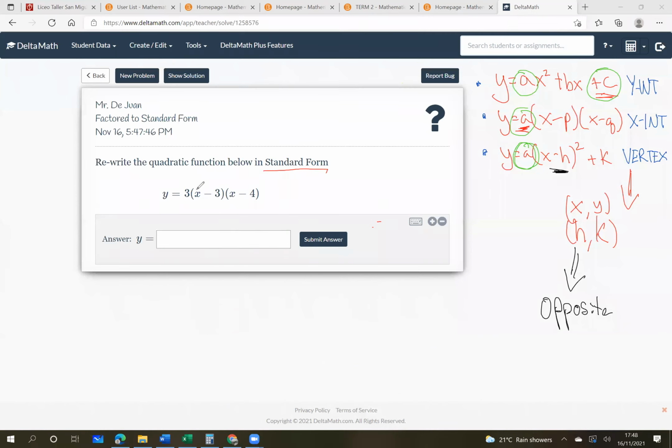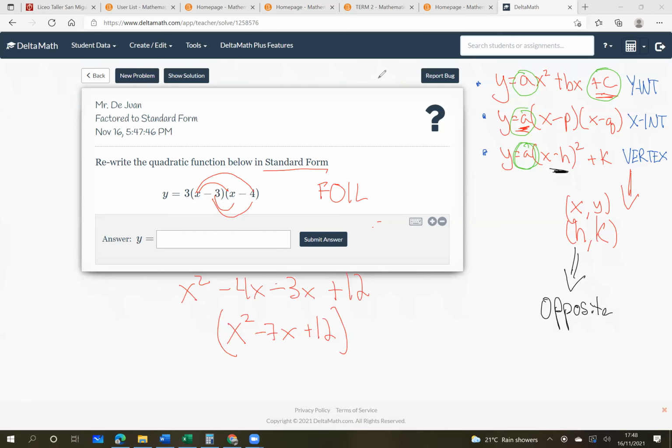Same thing as always. Multiply the x and the x. Multiply the outside. Remember, FOIL, everyone. First, outside, inside, last. -4x. -3x. Positive 12. X squared, -4, -3, -7x, plus 12.